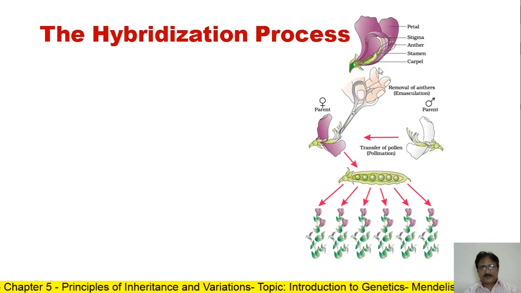In this figure you can find the pea flower. This is a bisexual flower. It has petals, the stigma, anther, and stamen. The stamen has anther, and there is the carpel, which has a stigma, style, and ovary. So this is a bisexual flower.